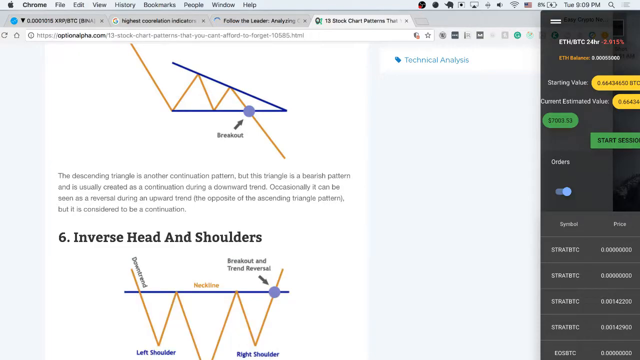So the 6 here is a bullish breakout because it's breaking past the previous line of resistance. And what I would need the system to do is be able to draw this neckline and basically understand that this inverse head and shoulders is forming.